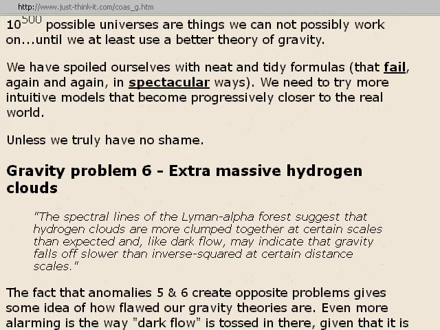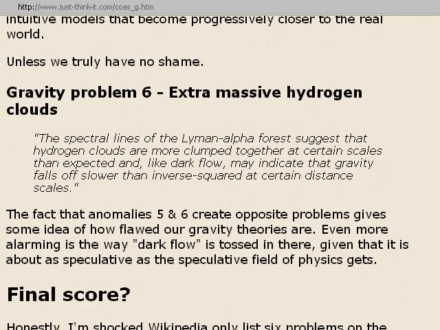Gravity problem number 6. Extra massive hydrogen clouds. The spectral lines of the Lyman-alpha forest suggest that hydrogen clouds are more clumped together at certain scales than expected, and, like dark flow, may indicate that gravity falls off slower than the inverse squared at certain distance scales. The fact that anomalies 5 and 6 create opposite problems gives some idea of how flawed our gravity theories are.